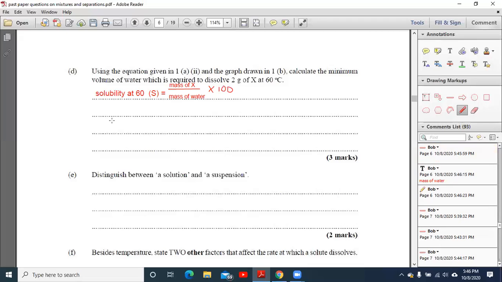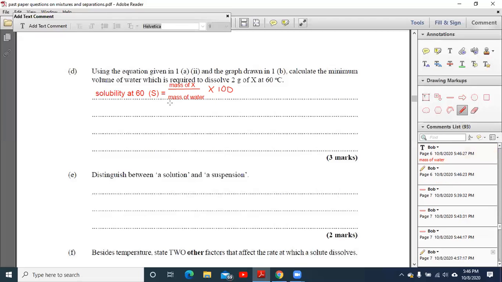When you rearrange the equation to make this part here, the mass of water, the subject of the formula, because that's what they want. They want you to get the minimum volume of water, and volume will be equal to mass for the water.